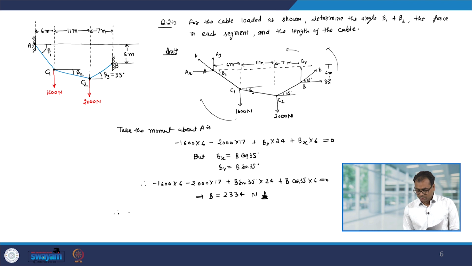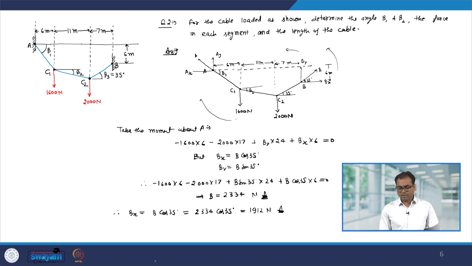Therefore, your Bx will be B cos 35, which is 2334 cos 35 degree, which is 1912 Newton. And note that from summation Fx equal to 0, this is also the value of Ax.